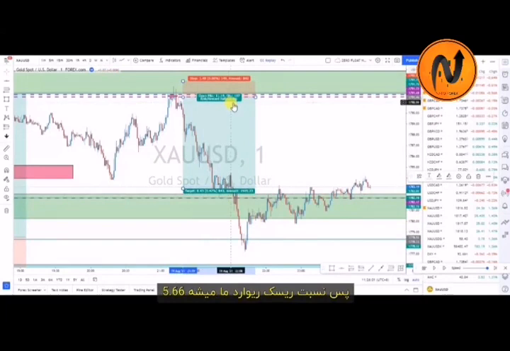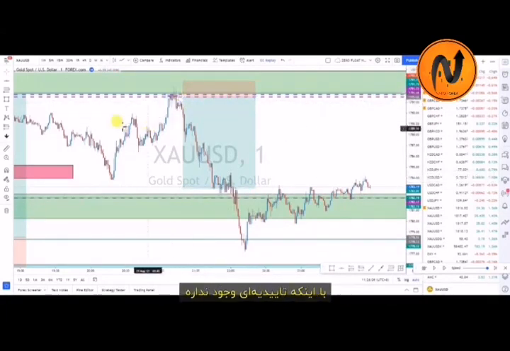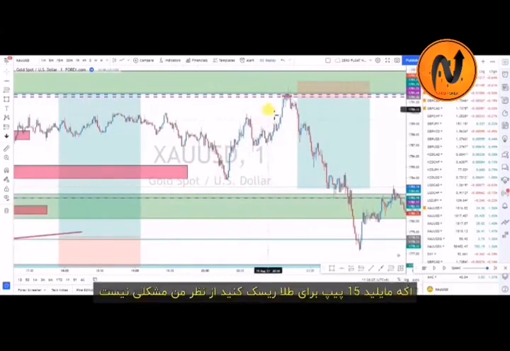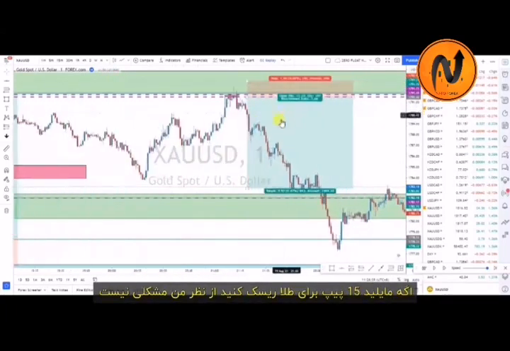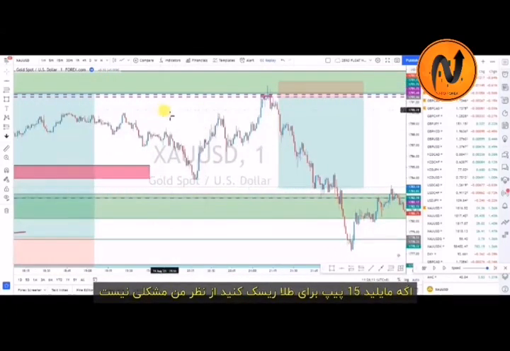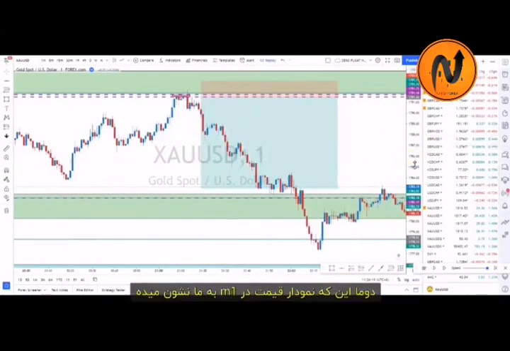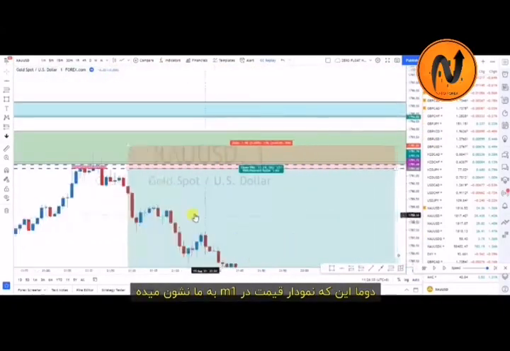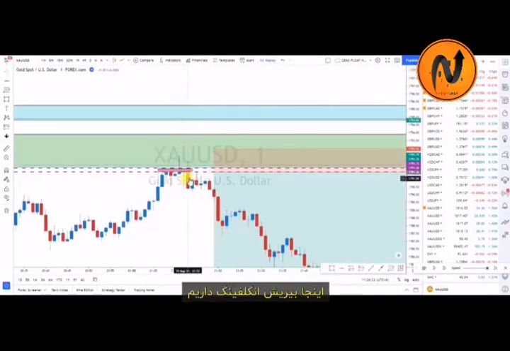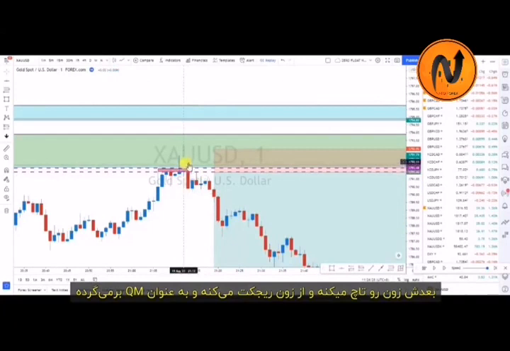So the risk reward ratio has become 5.66. Okay, so you can just try this, guys. Even though there is no confirmation, if you're willing to risk for gold 15 pips, I don't mind. Okay, why? First, the reason is that the price has touched the H1 danger zone. Secondly, the price action of the M1 shows that here there is a bearish engulfing. Okay, bearish engulfing on the M1, and then it touched the zone and rejected outside of the zone, comes in back as a QM, touch it.